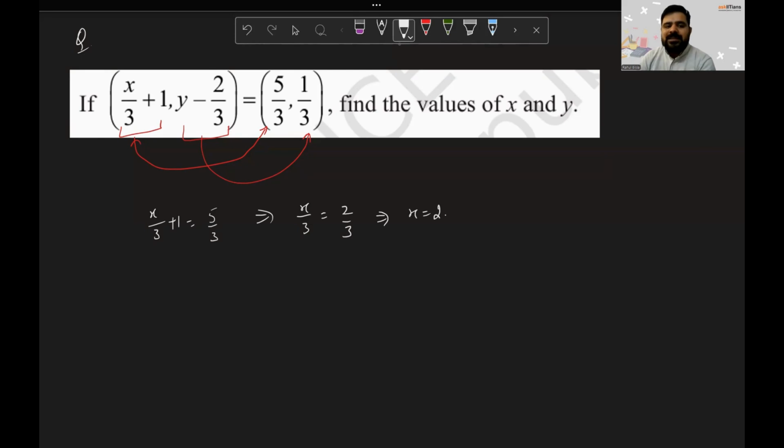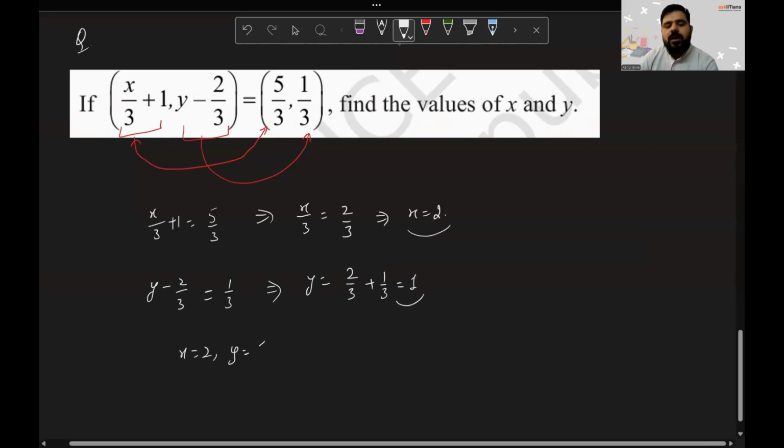Right. Similarly, we'll equate the second elements, and we'll have y - 2/3 equals 1/3. So this will give us y as 2/3 plus 1/3: when the minus 2/3 goes to the other side, it becomes plus 2/3, and 1/3 was already there. This gives us 3/3, which is just 1. So we're getting the value of x as 2, y as 1. So x is 2, y is 1.